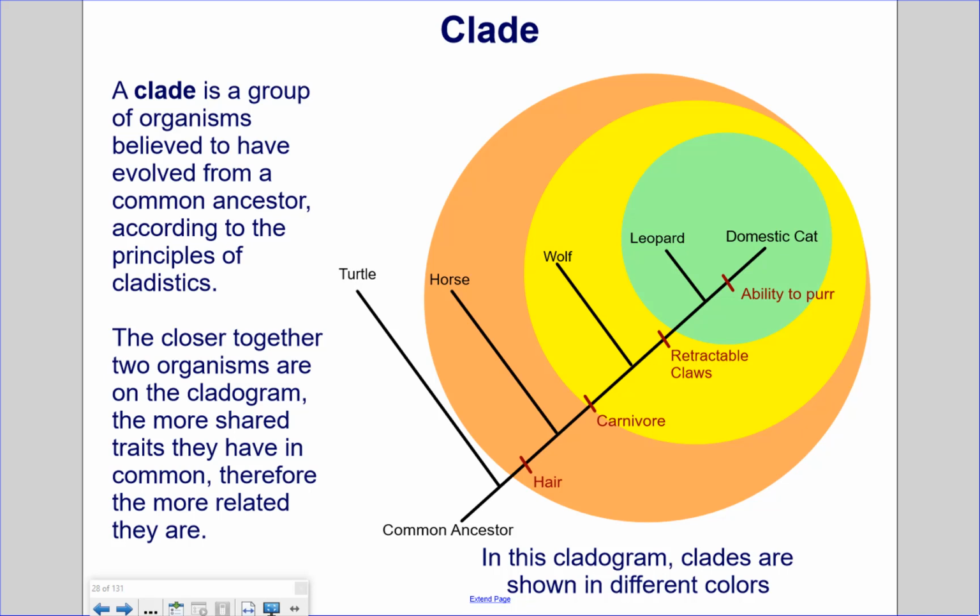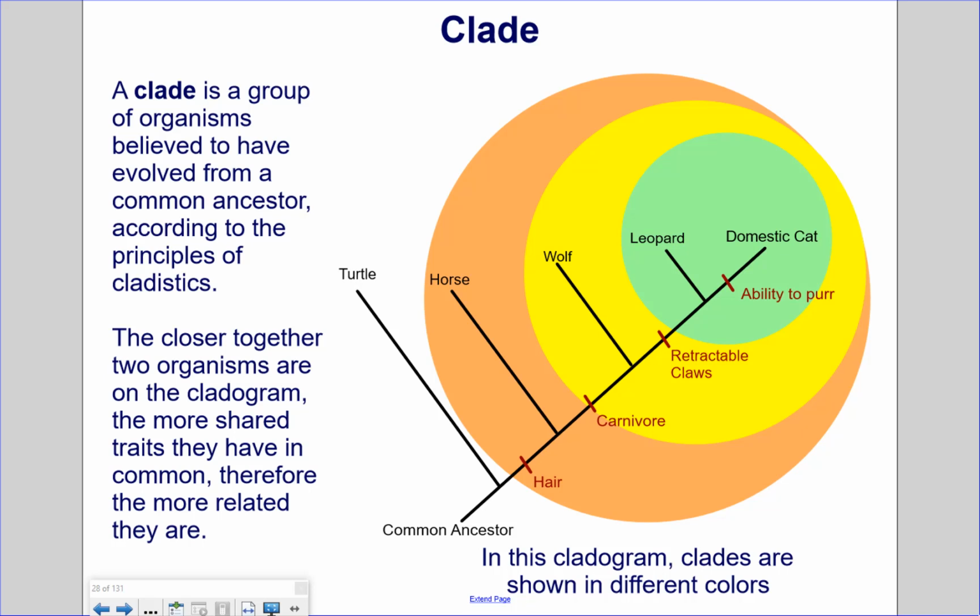Clade. A clade is a group of organisms believed to have evolved from a common ancestor, according to the principles of cladistics. The closer together two organisms are in the cladogram, the more shared traits they have in common, therefore the more related they are. In this cladogram, clades are shown in different colors.